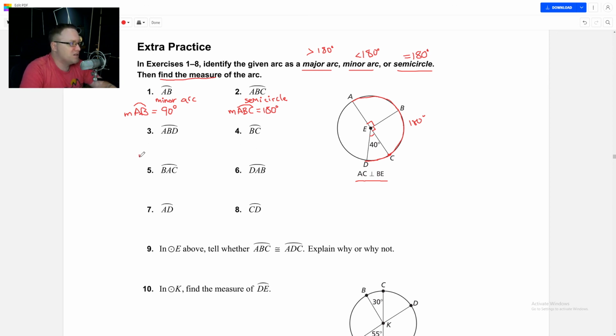So it's going to be the measure of arc ABD, put an arc on top, is 220 degrees, right? Because we just add them together. And next, we need to say, is it a major arc or a minor arc? Well, it's bigger than 180, so this is a major arc.